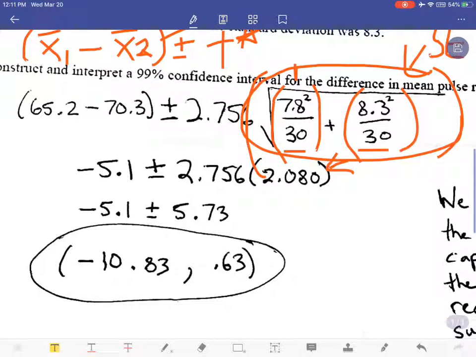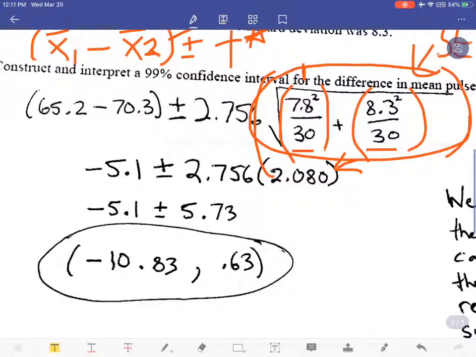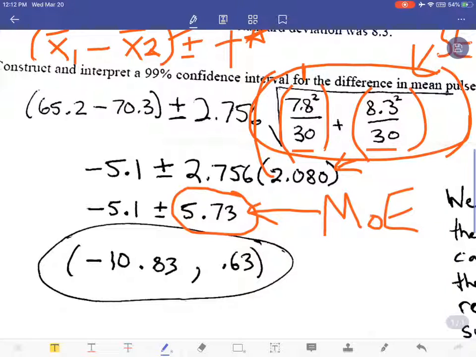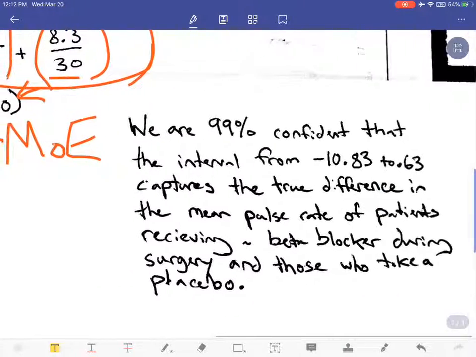So then we go through and calculate this out. We get negative 5.1 plus or minus, and take a second and think if you can remember what the number to the right of the plus or minus sign is called. Did you get it? You should have had margin of error. And that's the important part of our confidence interval that we calculate. So when we add and subtract that from the negative 5.1, we get negative 10.83 to 0.63, which is our confidence interval. So let's go ahead and see how we interpret this.